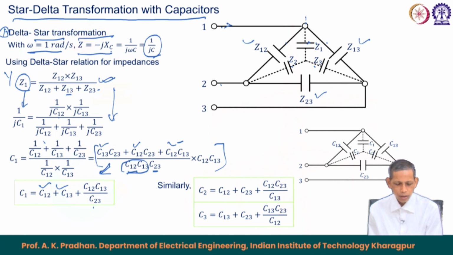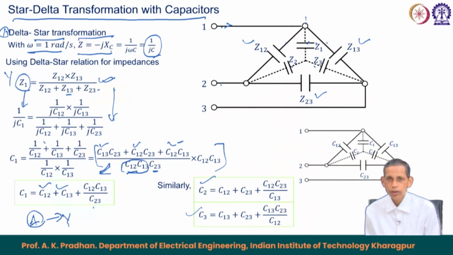So, we are going for the delta to star transformation. The delta elements are available and from here we get the star. The relation is that the star value C1 is C12 plus C13 into C12 C13 upon C23. Similarly, C2 equals C12 C23 plus C12 C23 upon C13, and C3 equals C13 C23 plus C13 C23 upon C12.